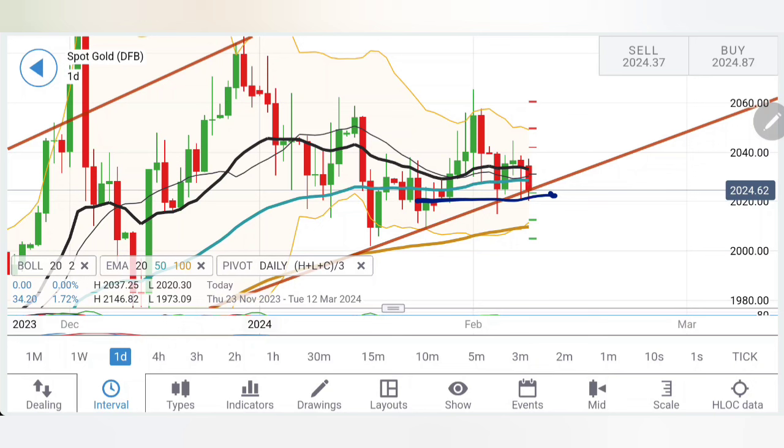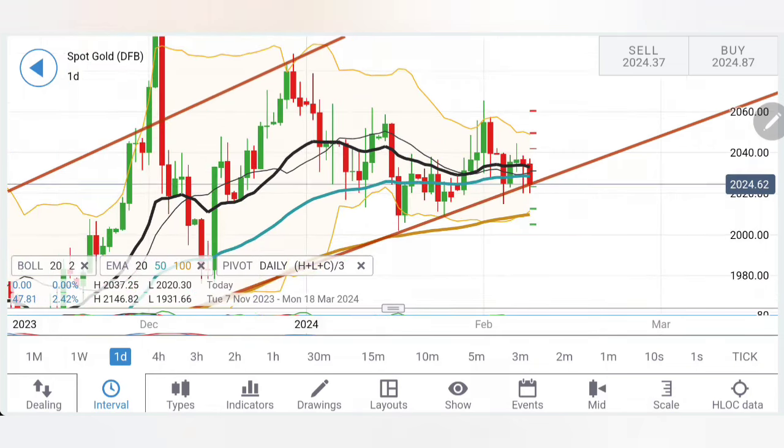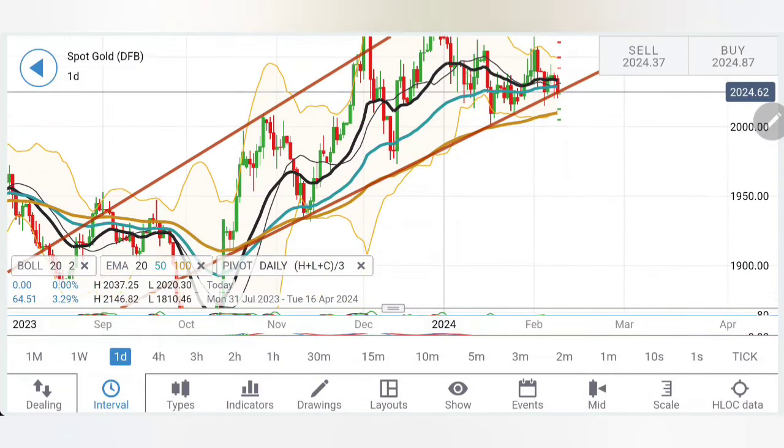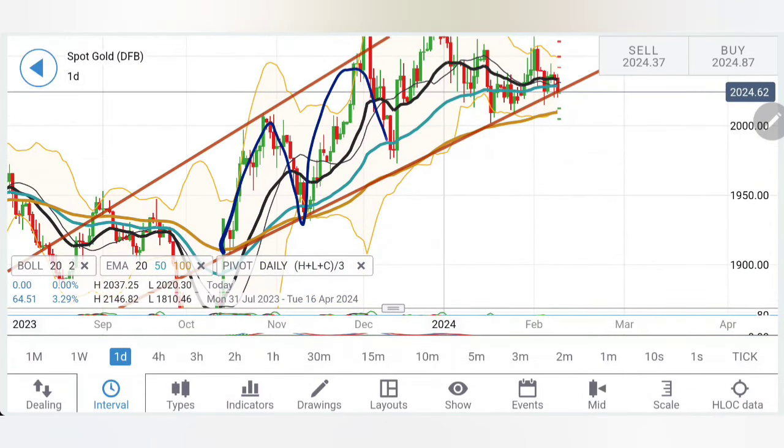This level I have been sharing in my daily analysis every time, that only and only if gold trades below 2018, 2020, we should treat this as bearish. For the last two trading sessions, we have seen gold taking a beautiful support from 2020 levels and trying to reverse. Also, if you notice on the daily charts, gold is trading in this channel.